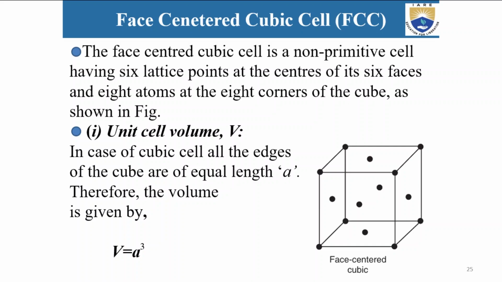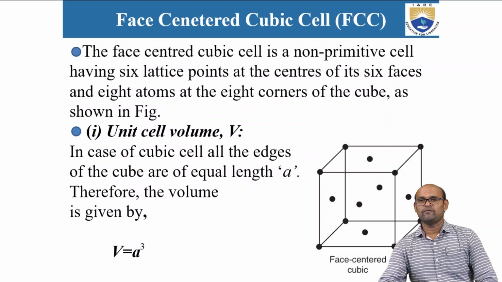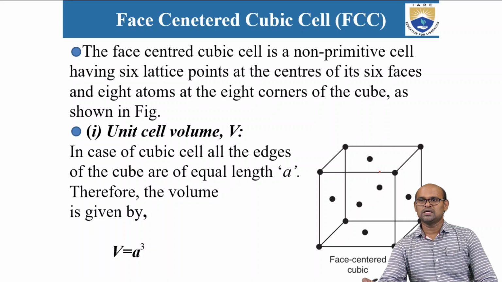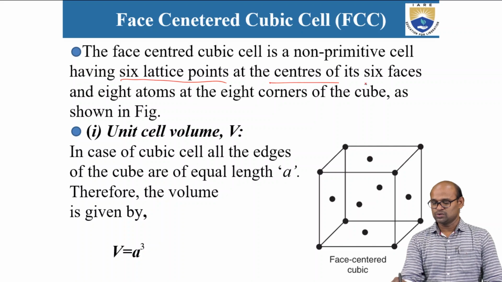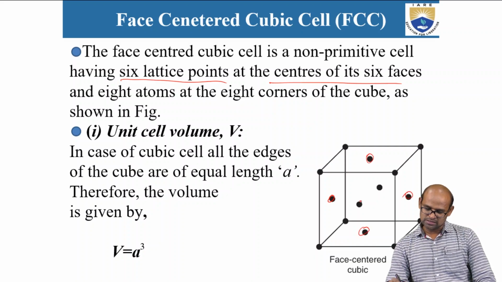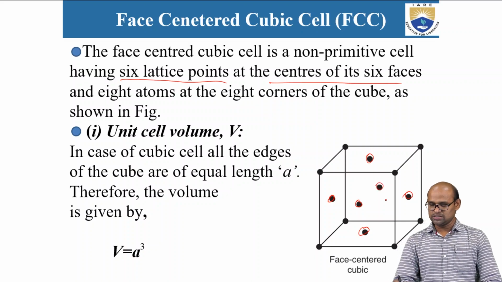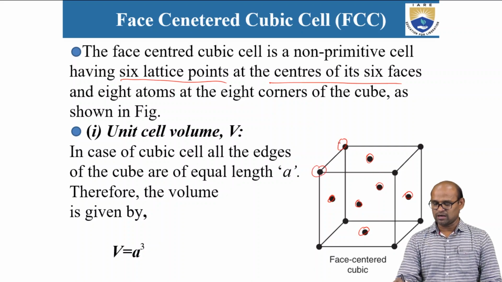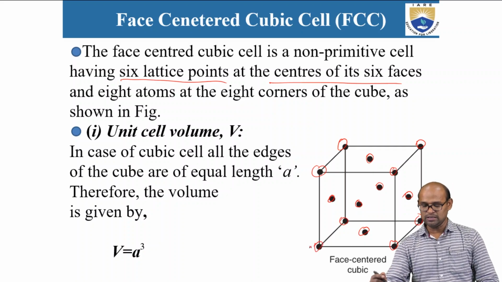So the face centered cubic unit cell is a non-primitive unit cell, because the number of atoms per unit cell here is 4, right? So the FCC unit cell is a non-primitive unit cell, and it has 6 lattice points at the 6 faces and 8 atoms at the 8 corners. So this is one face, this second face, third face, fourth face, this is fifth face, and this is sixth face. Okay, so these 6 atoms are in the center of the 6 faces, and 8 atoms at the 8 corners, 2, 3, 4, 5, 6, 7, 8. So these are the atoms located in the FCC unit cell.